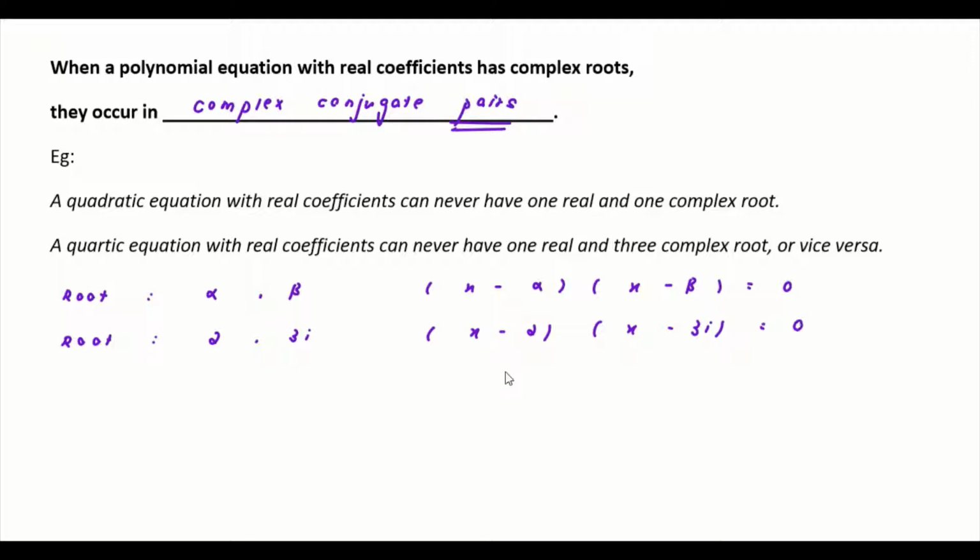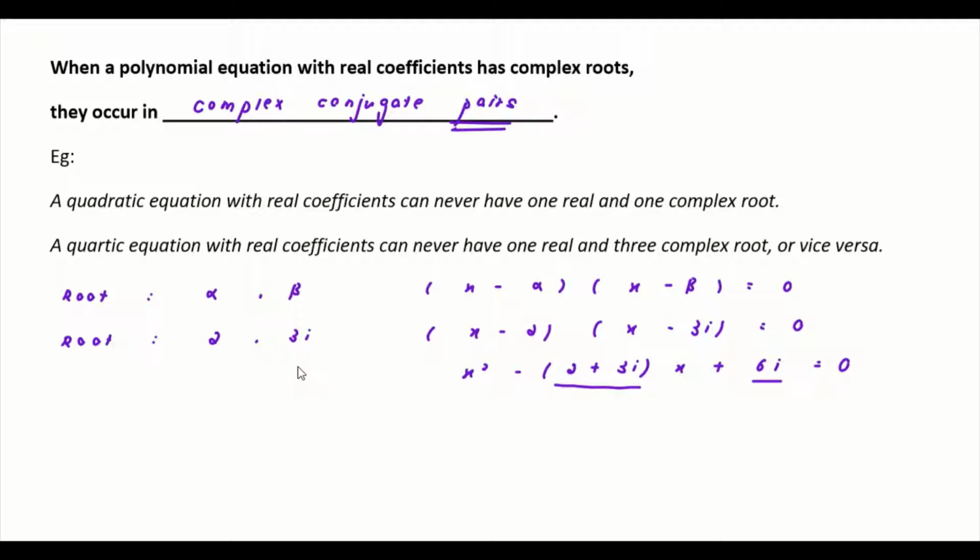So what happens when you try to expand it? You should be able to see that when you expand it, the x also gets an i. So x squared minus 3ix, then minus 2x, right? So when I write together, I have minus 2 plus 3i times x, then plus 6i. So you see, your coefficient of x is not a real number anymore, so it's not a real coefficient. Your c is also not a real coefficient as well. That's why it cannot come in as one real and one complex.